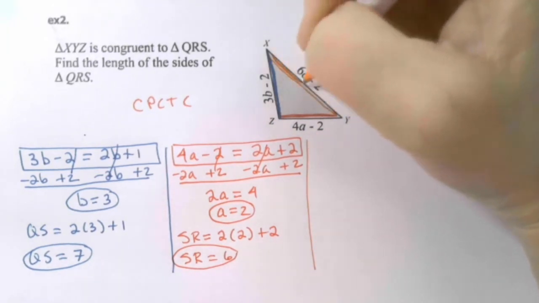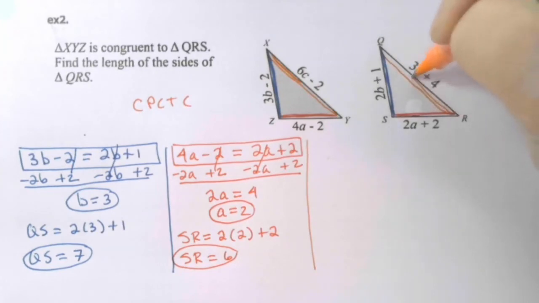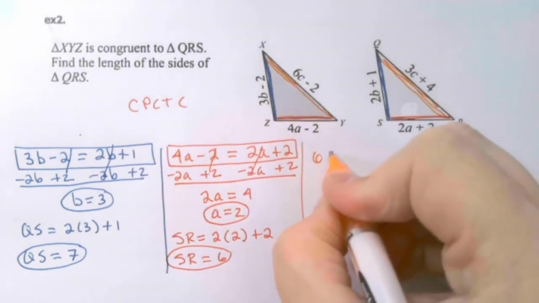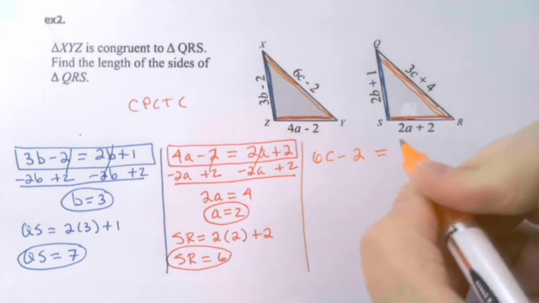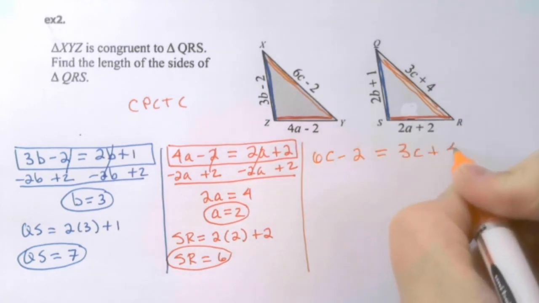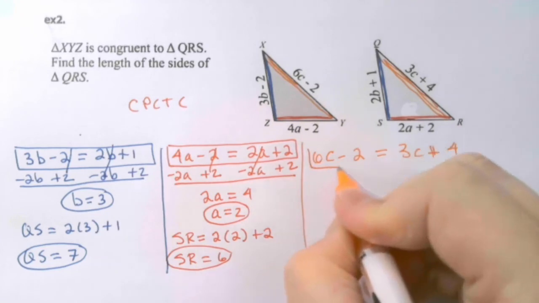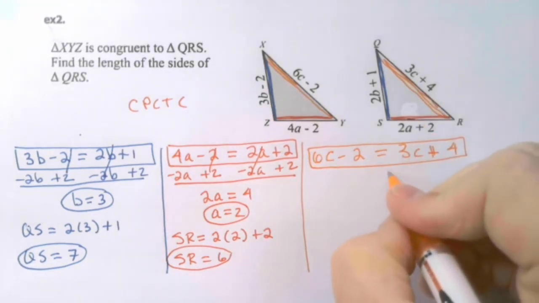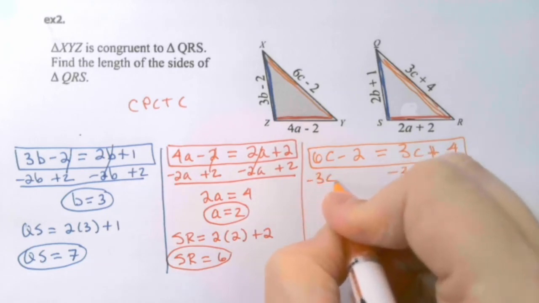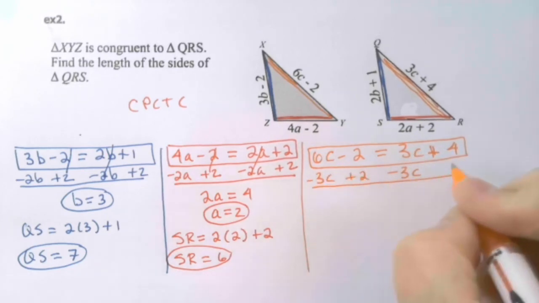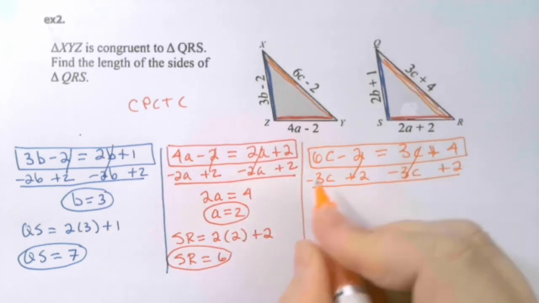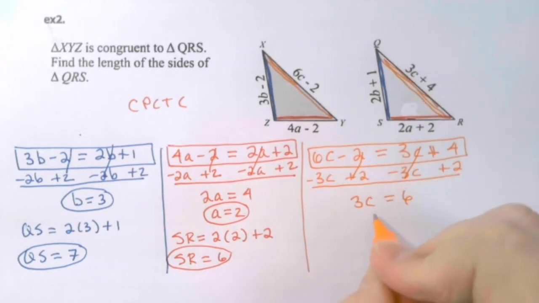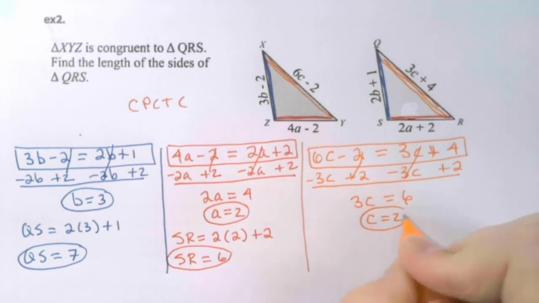All right, now the last one. Side XY and side QR are congruent to each other. So I can take 6C minus 2, set it equal to 3C plus 4. That's our equation. And solve for C. So subtract 3C over to the left, add 2 over to the right. 6 minus 3 is 3C equals 6. So C must be 2.